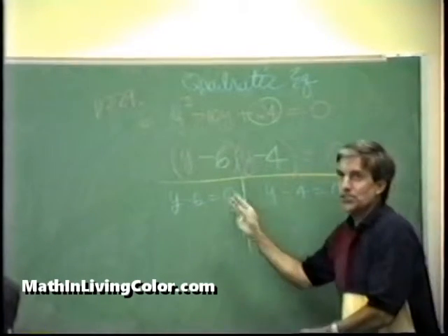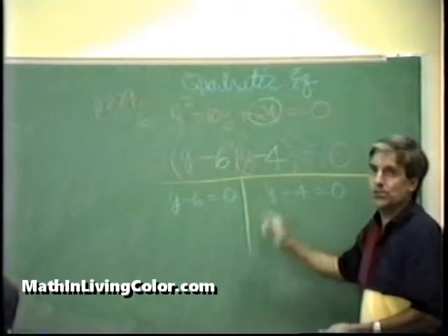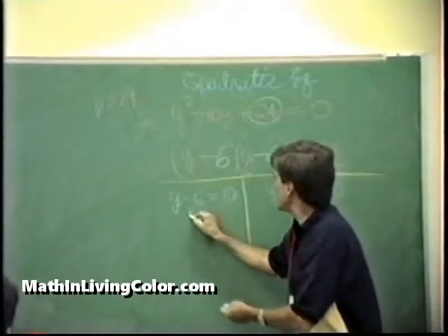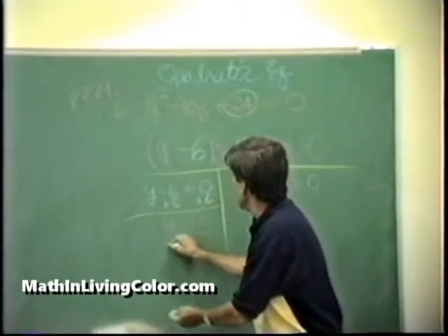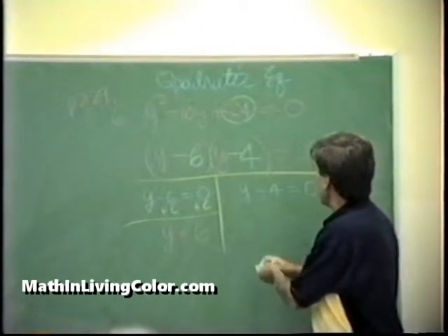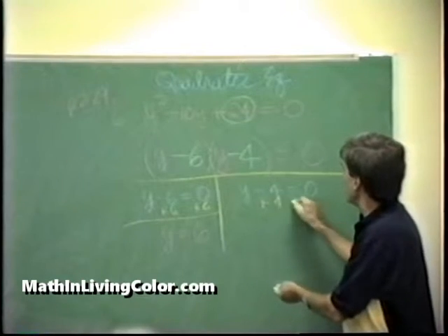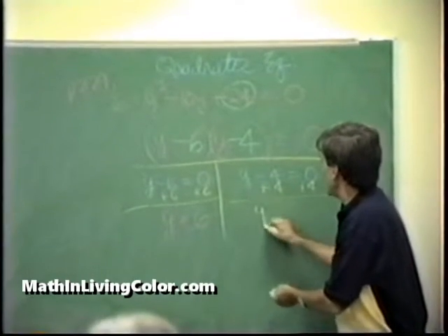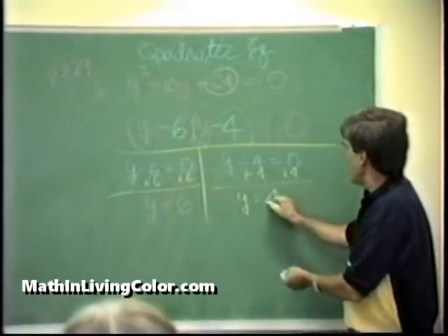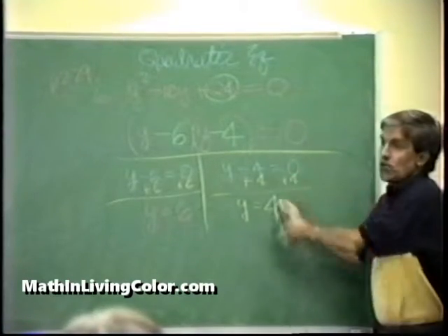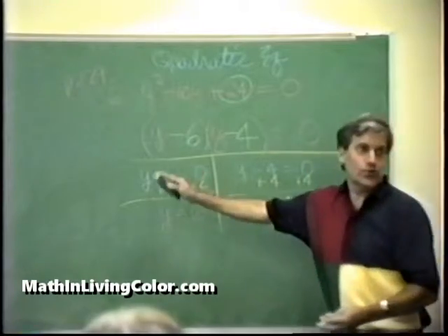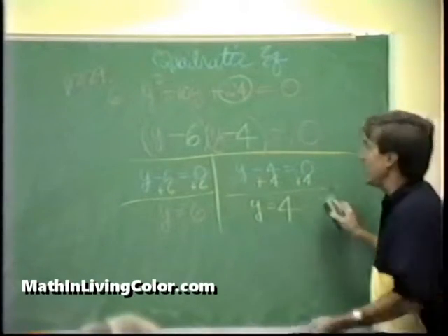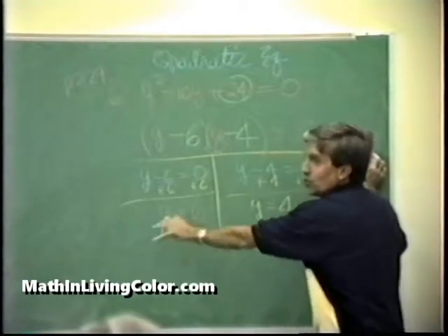And then, how do you solve y minus 6 equals 0? Add 6 to both sides, and you'll get what? Y equals 6. And what do we do here? Add 4 to both sides, and we get y equals 4. That's the long way. Shall I do it the short way? Because you don't have to go through all that. You're intermediate algebra students now. That's just for folks that need a quick review.